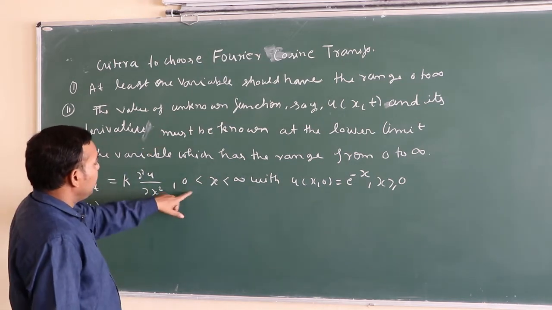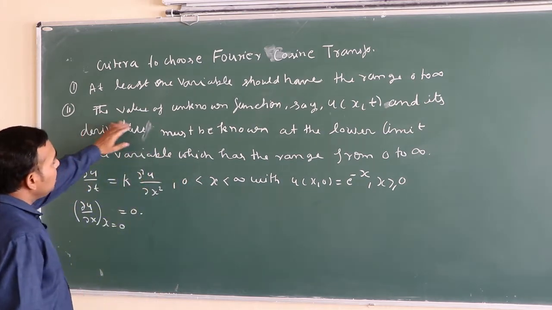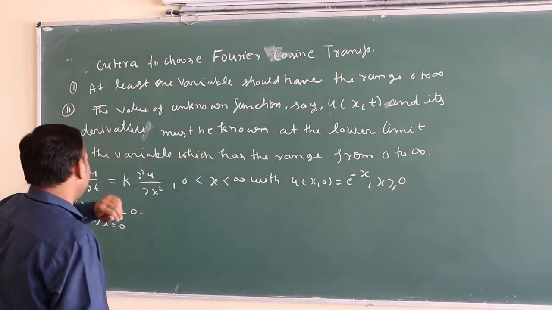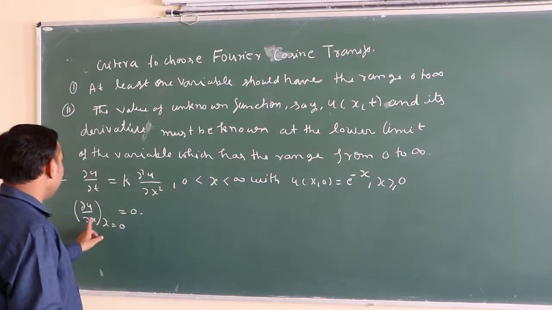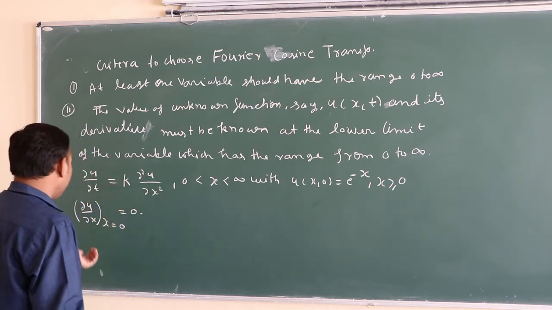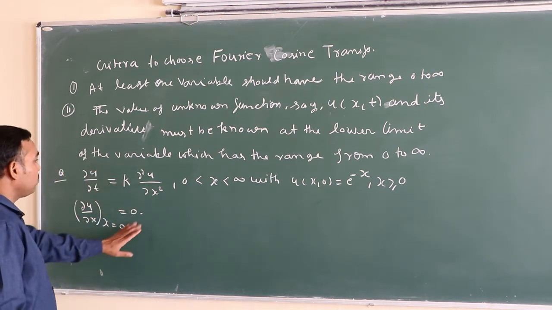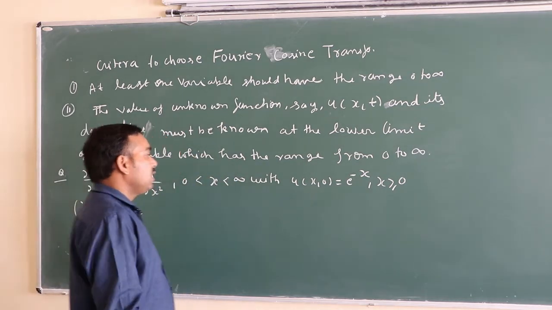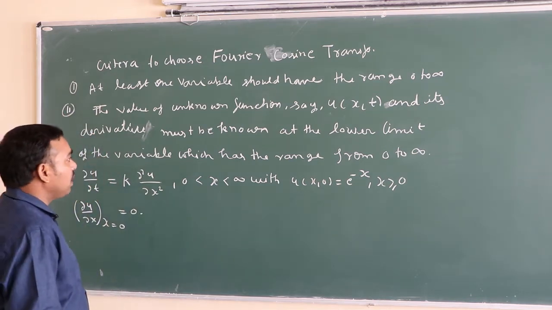So you can see x ranges from 0 to infinity, and the second condition is that its derivative must be known at the lower limit. Here 0 is the lower limit, so the derivative of the unknown function with respect to x at x = 0 is known, and the value of the function at x = 0 is also known. So I can say conditions 1 and 2 are satisfied.